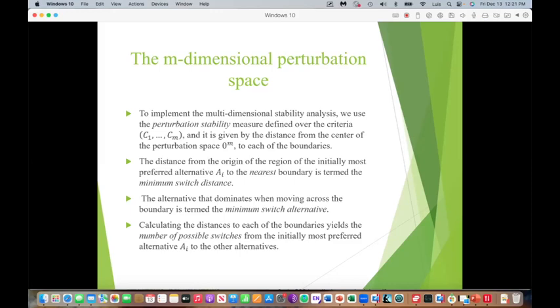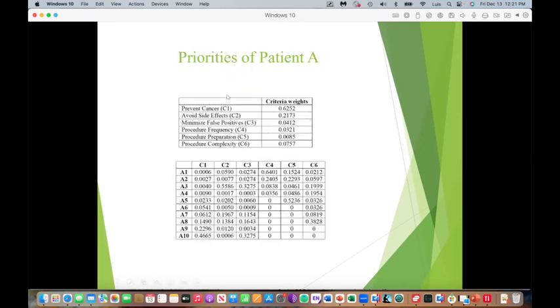So it turns out that, as you can see in the previous slide, you could go from A1 to A2, or from A1 to A3, or from A3 to A2, and so on. So the question is, you study the preferences of the patient based on the perturbation space, and so you can see that, for example, in this case, we had 6 criteria.